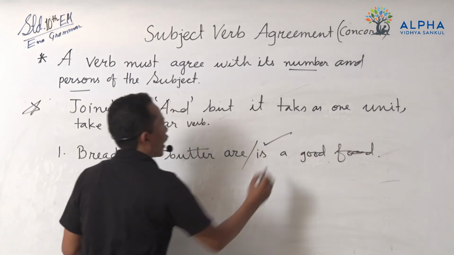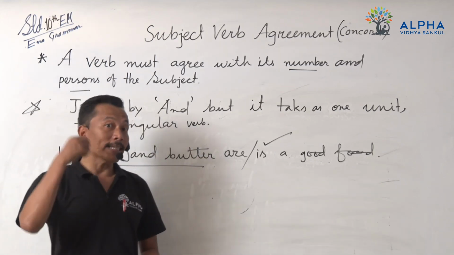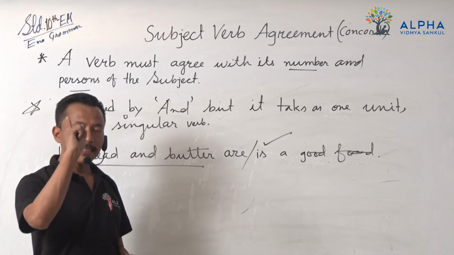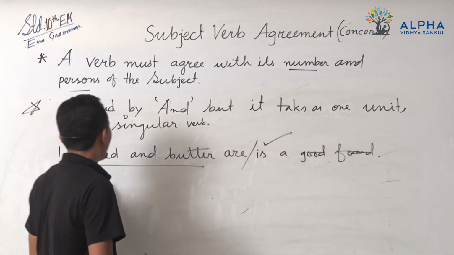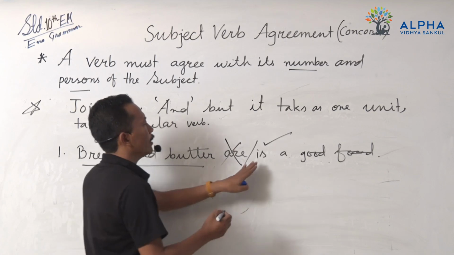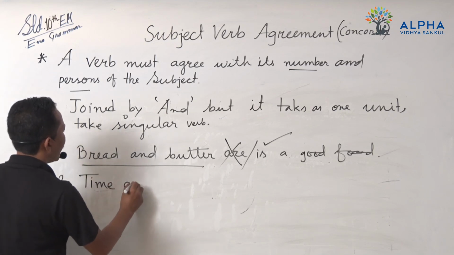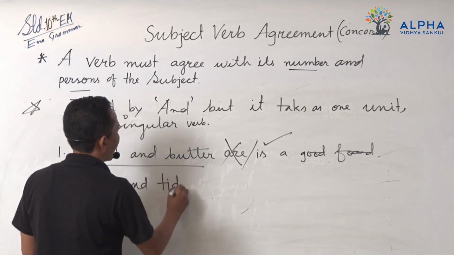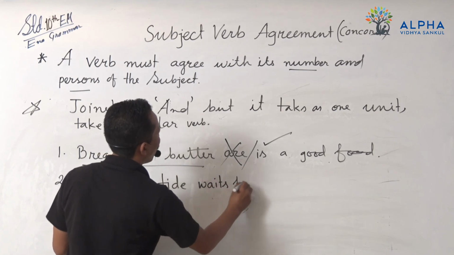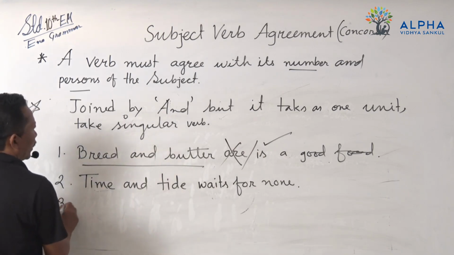Here, students, is is right. You know, bread and butter is not taken as different things. It is one food. It is a food. Okay, it's a lunch or dinner, or it may be breakfast. It is a food, only a single food. Only one unit. That bread and butter are, are is more than one, so we don't take are here. Is is right. Okay? And number 2, time and tide. It is often said, time and tide waits for none.